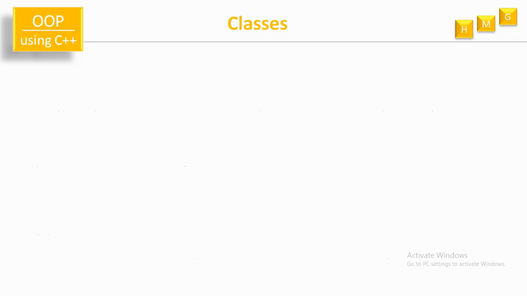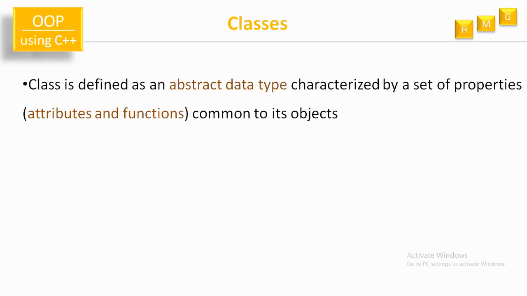Now the second concept of OOP is class or classes. What is a class? The class is defined as an abstract data type characterized by a set of properties common to its objects. So the class has 2 parts, attributes and functions. These are called the properties of the class, and these properties are common to all objects of that class. The class is a user-defined data type for objects.